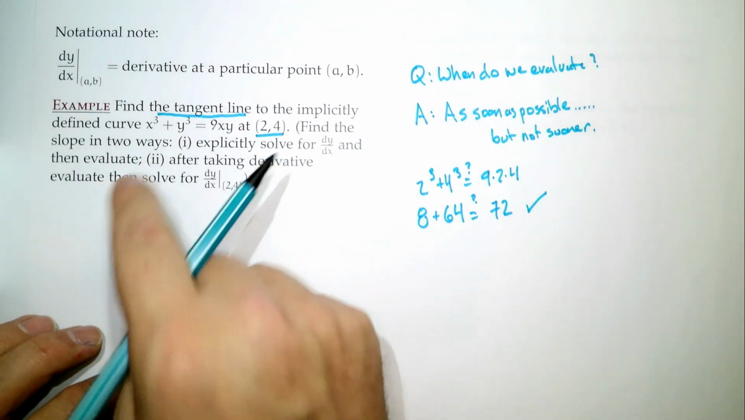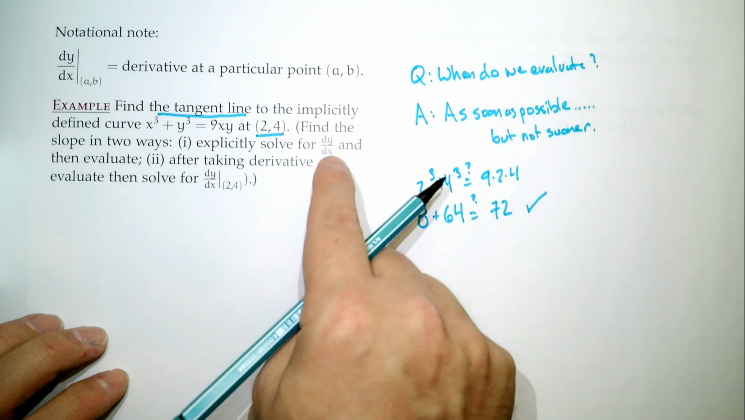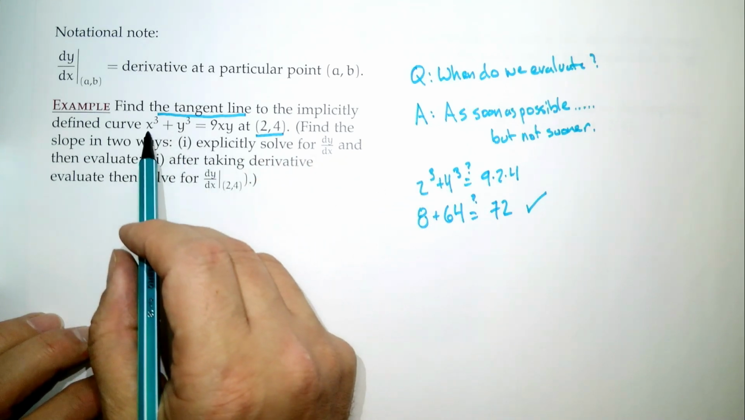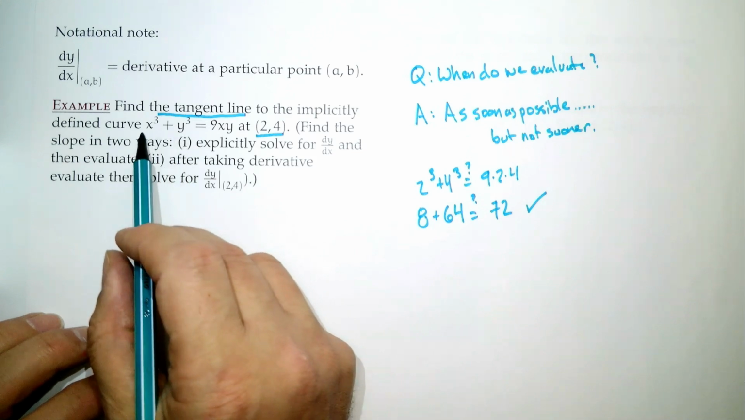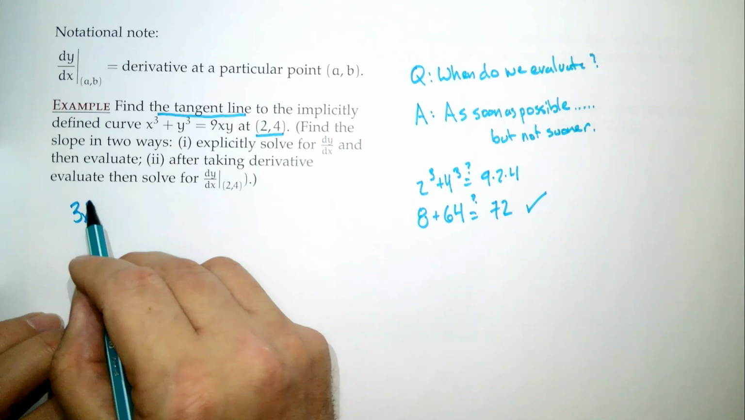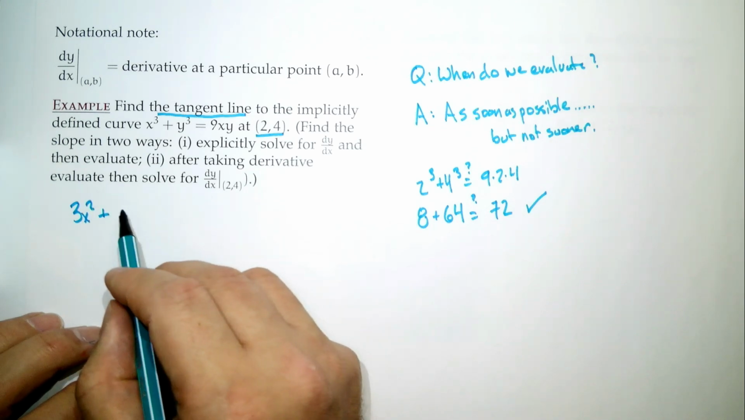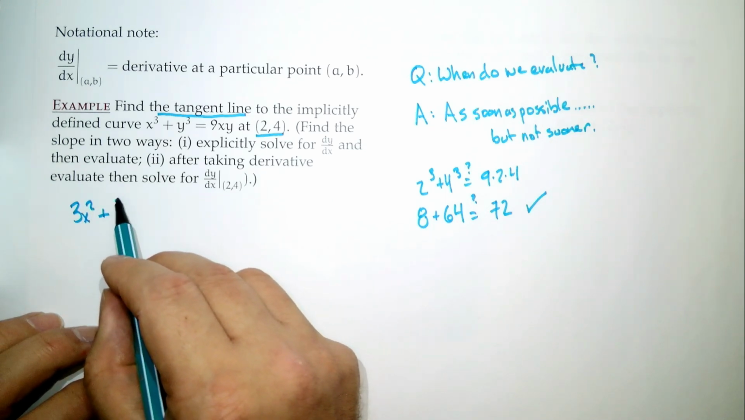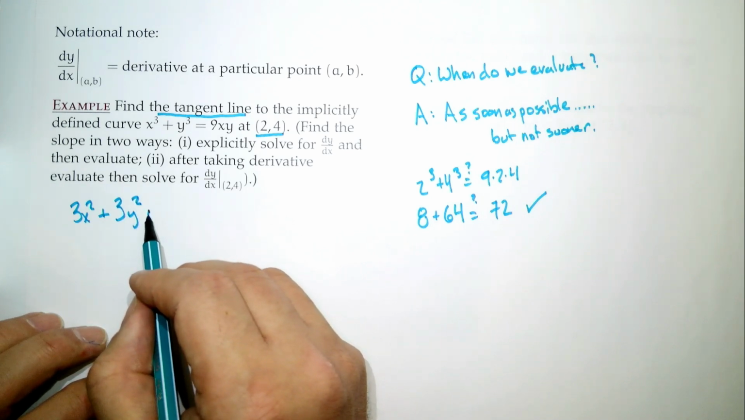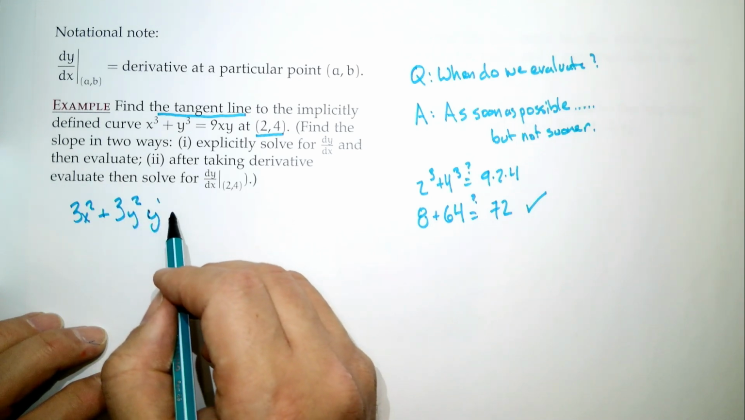Find the slope in two ways. So let's solve for dy dx. Take the derivative of both sides. Derivative of the left-hand side: derivative of x cubed is 3x squared, derivative of y cubed is 3y squared dy dx, or y prime.